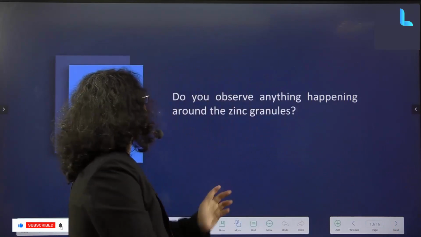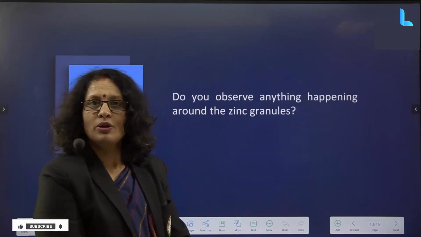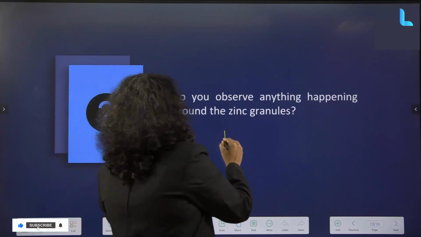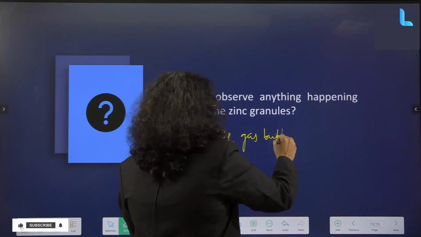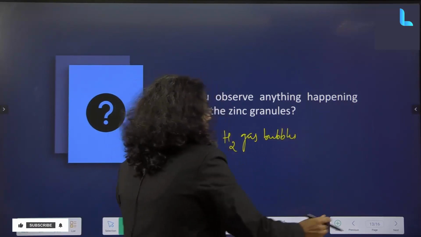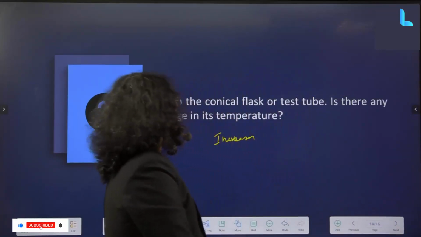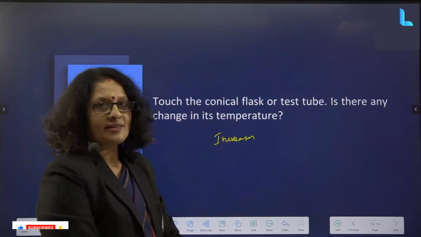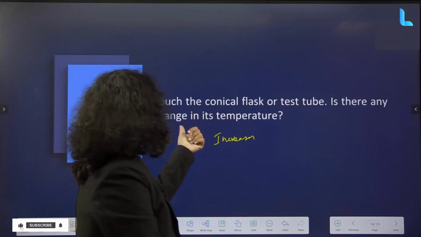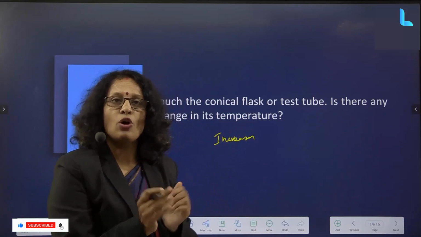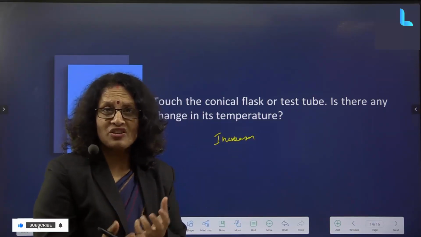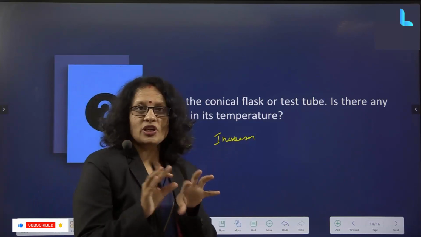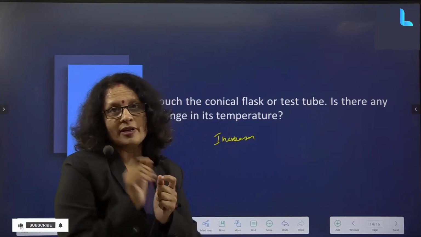Do you observe anything happening around the zinc granules? What did we observe? Hydrogen gas bubbled. Okay, correct? Hydrogen gas bubbled, and the appearance also changed. Touch the conical flask or test tube. Is there any change in temperature? It is hot because the process is exothermic, energy is liberated. So the temperature increases a little. The conical flask is warm.